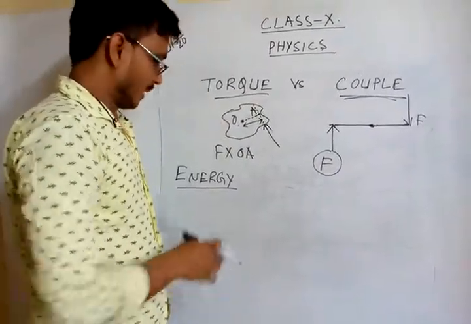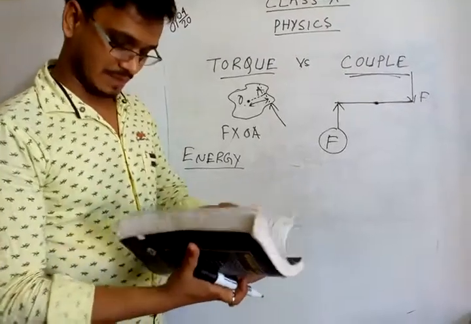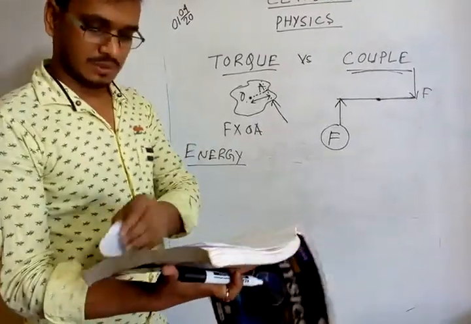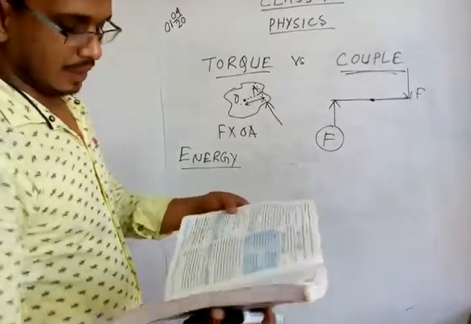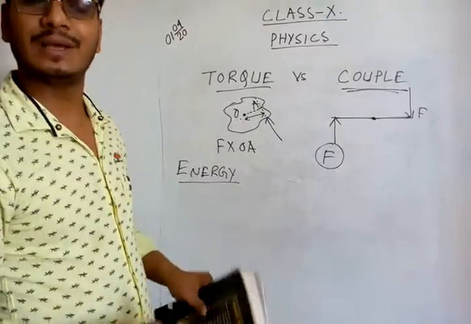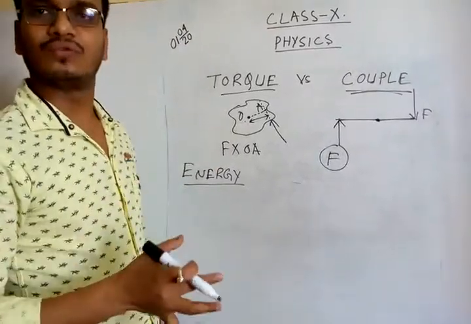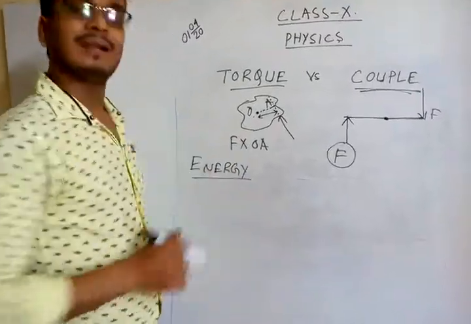So that's it. Now come to the main point, energy, as we are discussing in the second chapter. So what is energy? Energy means the capacity to do work. The capacity of doing work is known as energy. That means I am doing work, so for how long I can do the work is my capacity.